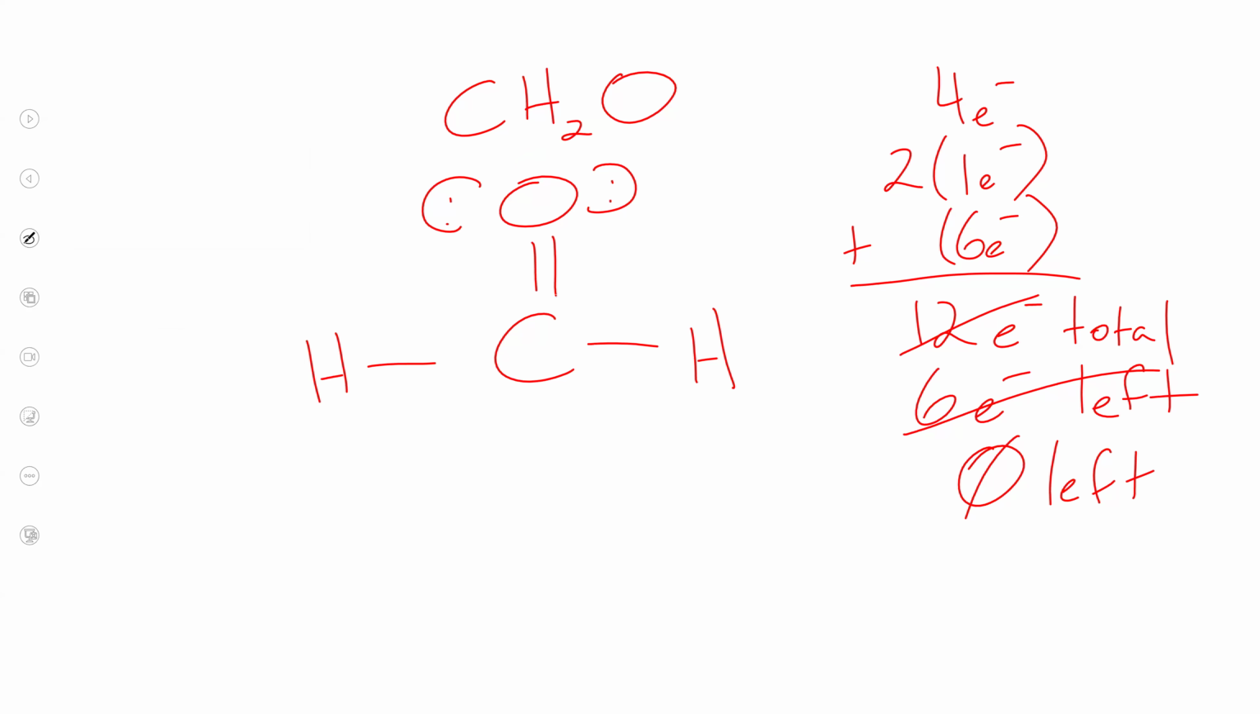Did we use the right number of electrons? Yep. 12 electrons there total. 2, 4, 6, 8, 10, 12. And everything has full valence. Right? The oxygen's got 8 electrons, the carbon's got 8 electrons, each hydrogen has 2 electrons. Good to go.